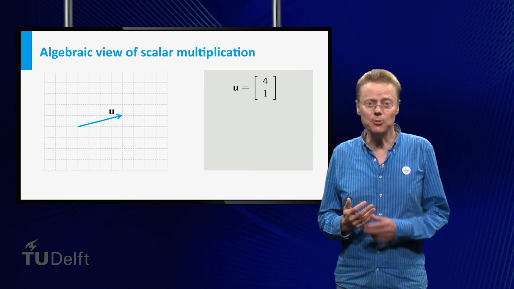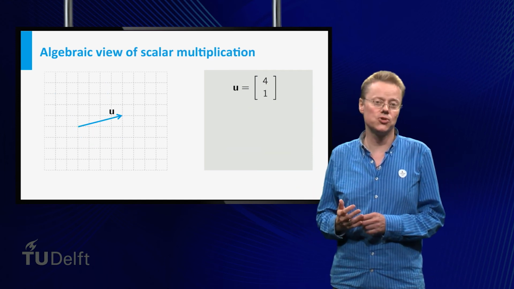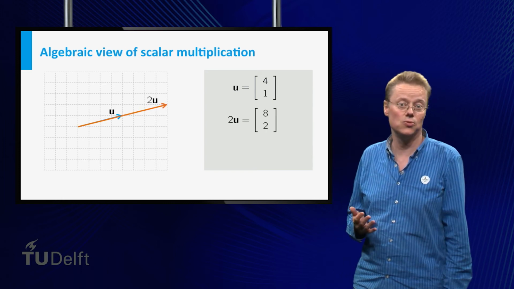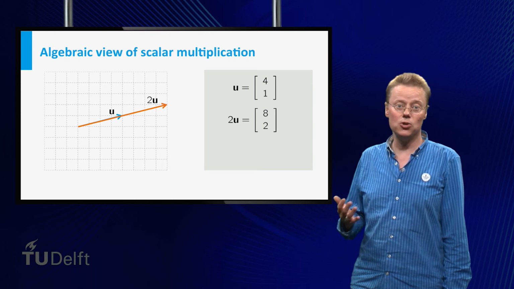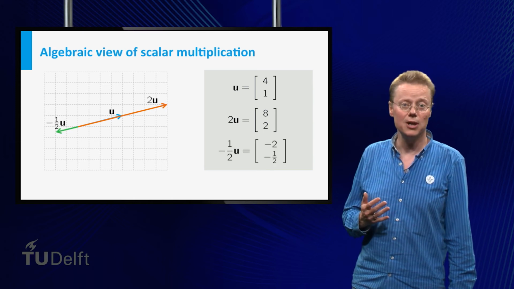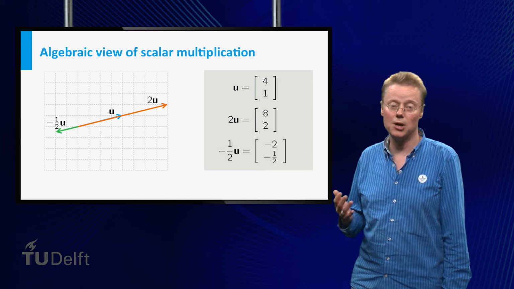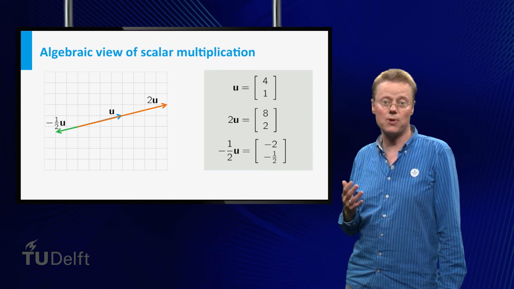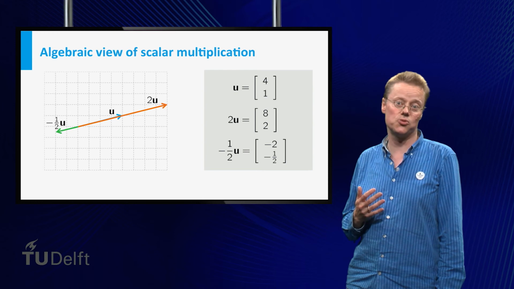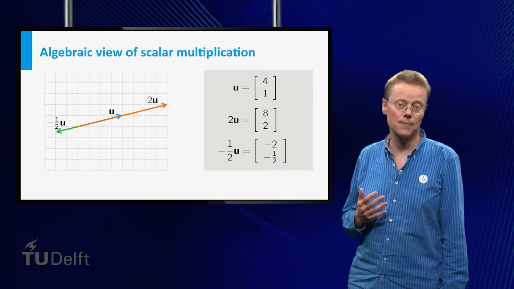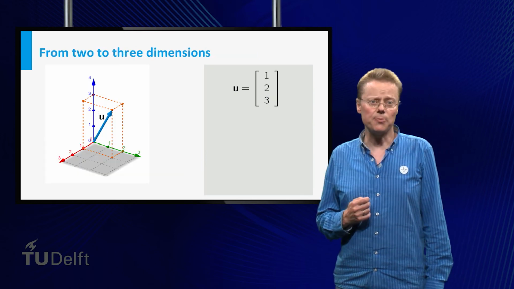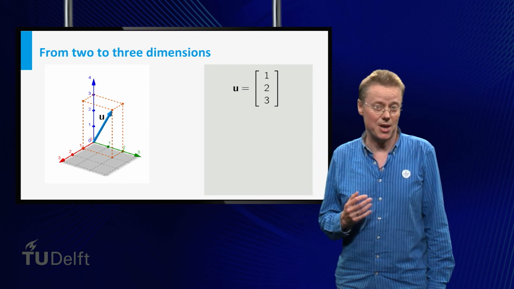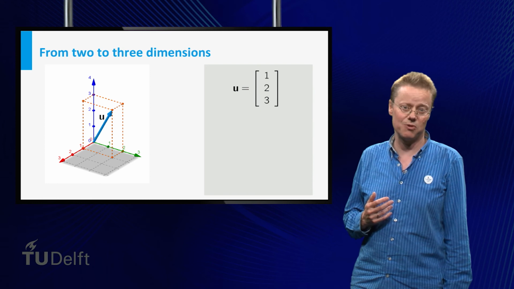Okay, multiplying the vector u equals (4, 1) by 2 gives (8, 2), of course. Multiplying u by -1/2 leads to (-2, -1/2). This can be seen from the geometric representation as well as from the algebraic representation. The examples up till now were all given in 2 dimensions. In 3 dimensions, you can take exactly the same approach.